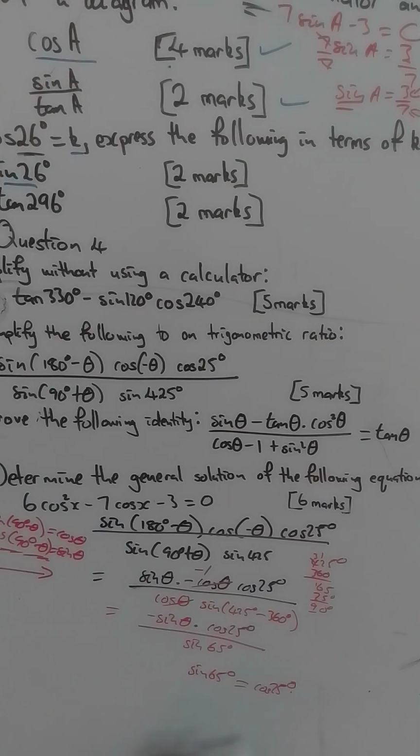So I've got a choice here. This sin 65 degrees, check how I will deal with it on the next side. Now, I've got negative sin theta multiplied by cos 25 degrees. I'm now going to change this sin 65 and call it cos 25 degrees. So these two are identical. So now cos cancels out cos, and I'm left with a negative sin theta.